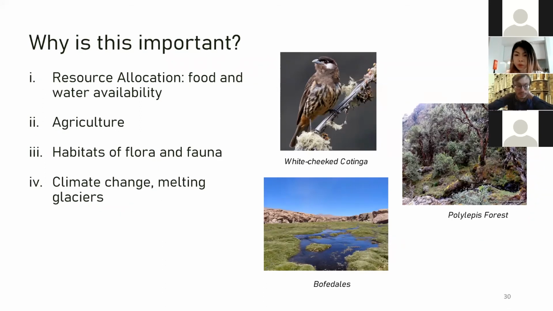So, for example, if we looked at polylepis forests and we noticed that the greening is spreading from the original region, we might expect a bird like the white-cheeked cotinga to appear in the newly greening regions.